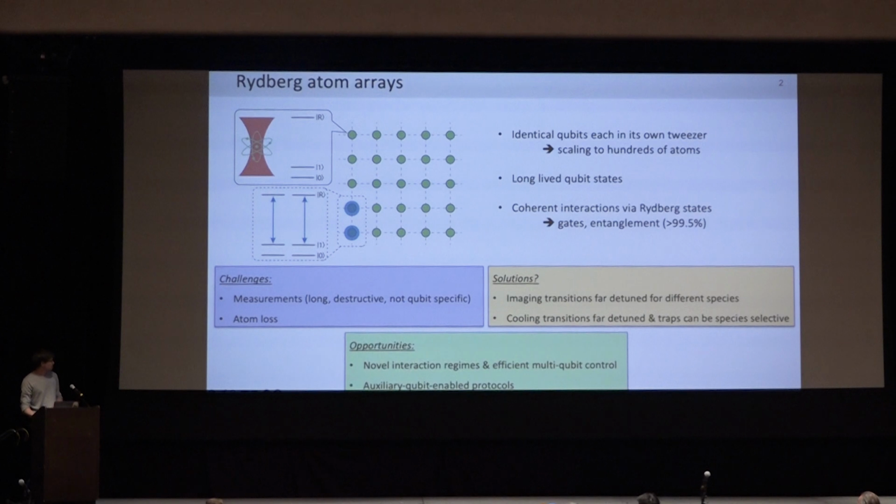On top of these solutions, there are also opportunities. And we heard a bit about the new interaction regimes we can access, and later in my talk I'll expand on that a little bit. We have efficient multi-qubit control, because again, each species has its own addressing transitions, and putting everything together leads, for example, to these auxiliary qubit-enabled protocols.